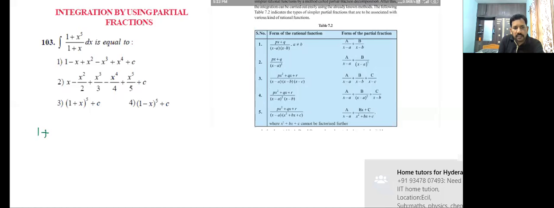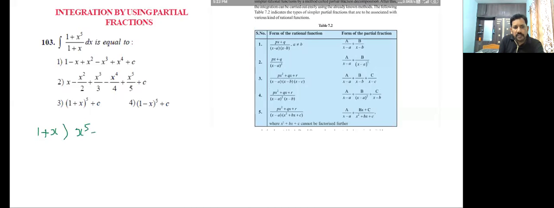1 plus x into 1 plus x power 5. I am writing x power 5 plus 1. Do the division. Multiply with x power 4. X into x power 4, x power 5. 1 into x power 4, x power 4. Whenever we are doing long division, always we want to subtract. These two cancel. Here we get 1 minus x power 4, or minus x power 4 plus 1.